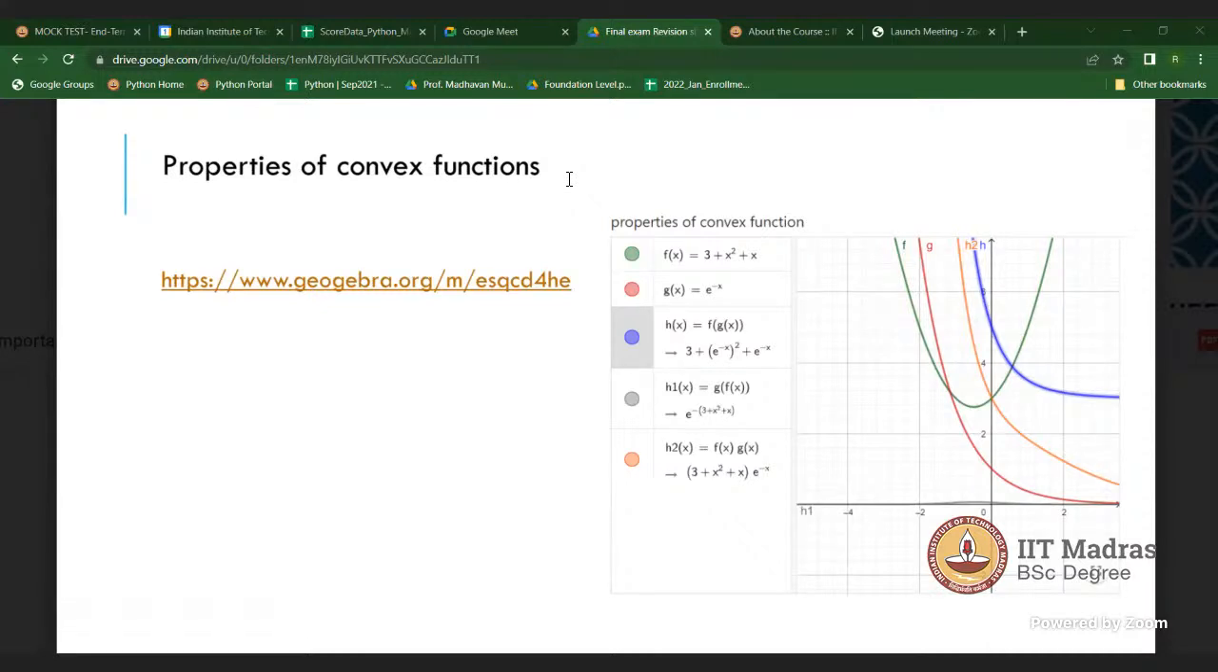Even if they ask you whether f of g of x is convex or not, equate that f of g of x to be equal to h of x, and find the double derivative of this h of x. Then for all values of x, if h double dash of x is greater than 0, you can say that h of x is a convex function. Drawing graphs is not the ideal way to solve in the examination, especially when the functions are complex.